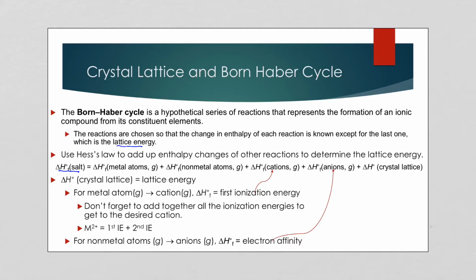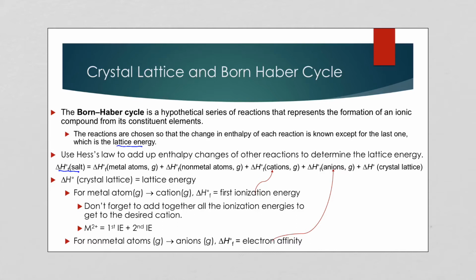We have the energy involved in forming the metal cations. Remember, this is going to be ionization energy. Now, depending on the charge, there may be multiple. So if we're forming a positive 1, then it's just going to be the first ionization energy. If we form a positive 2, then we have a first ionization and a second. So we have as many ionizations as we need based on the positive charge.